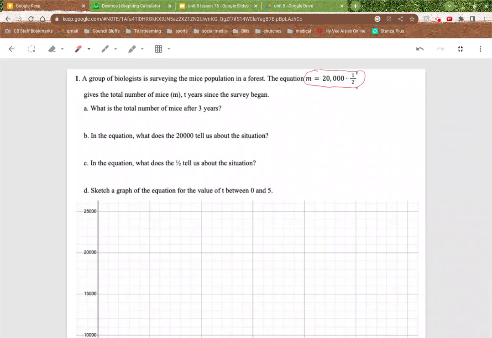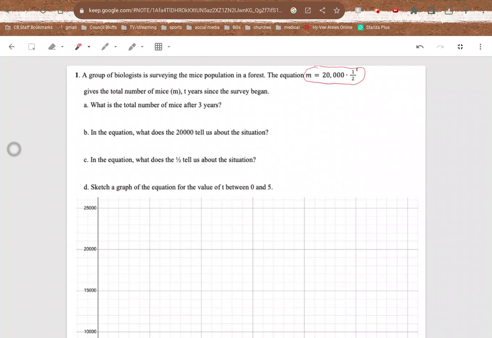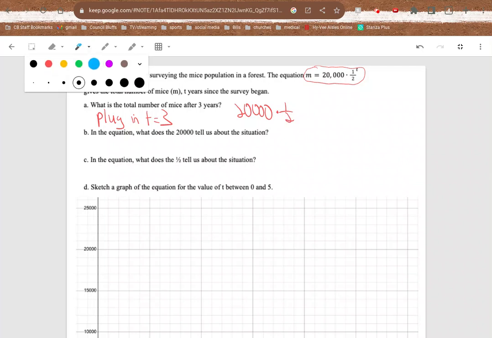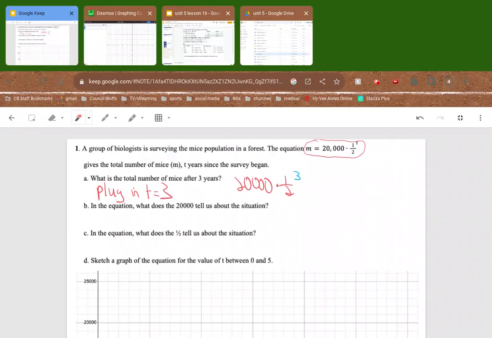So we have our equation here. They want the population after 3 years, so we're going to plug in t equals 3 here. So this will be 20,000 times 1/2 to the power of 3. So I'm just going to calculate that in Desmos to get the answer. So let's do that.